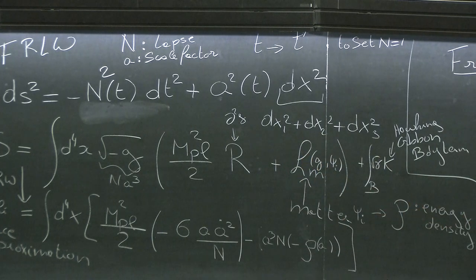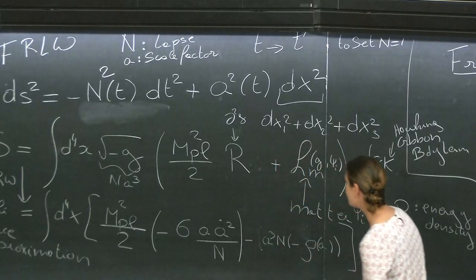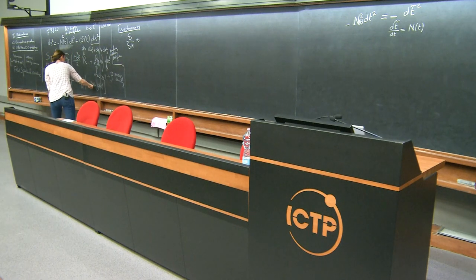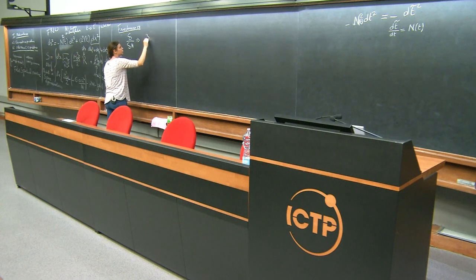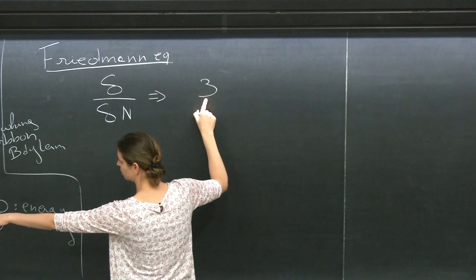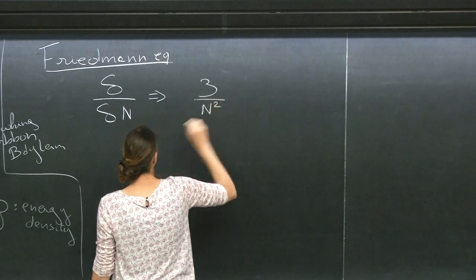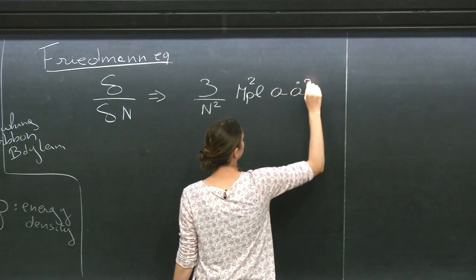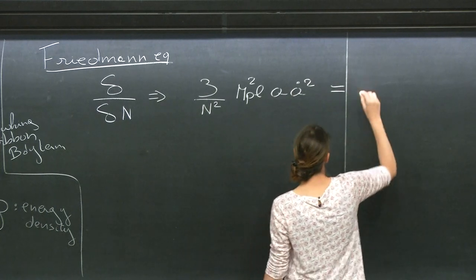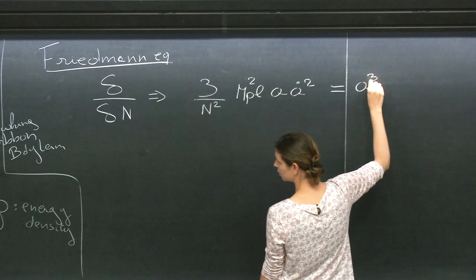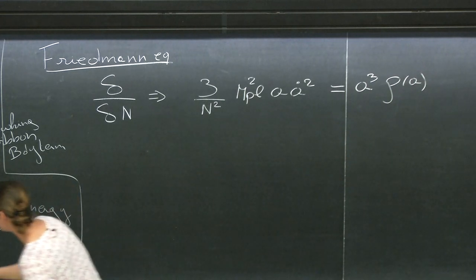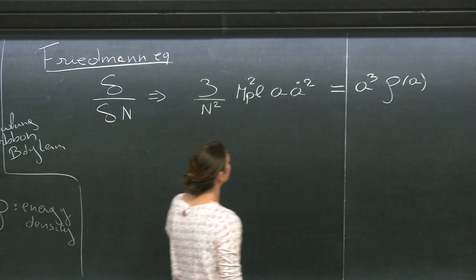So now we see that there's no dynamics in this lapse. And so if I vary with respect to this lapse, I'll get my Friedmann equation. Here it comes in as an inverse power, and here it comes in as a positive power, so it's quite simple to derive. Here I'll have a minus sign coming from the fact that it's 1 over N. So we have this, M Planck squared, and a dot squared, and then on the right-hand side we'll have a cube. Sorry, I put two minus signs. This is just one minus sign, so this is correct like that.